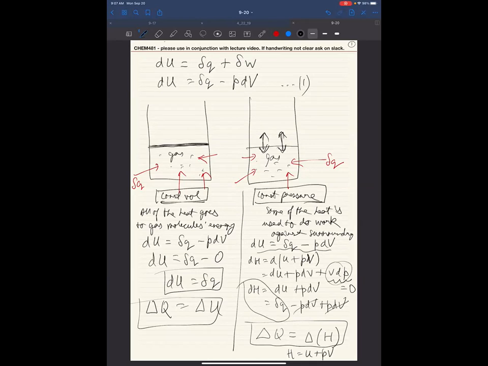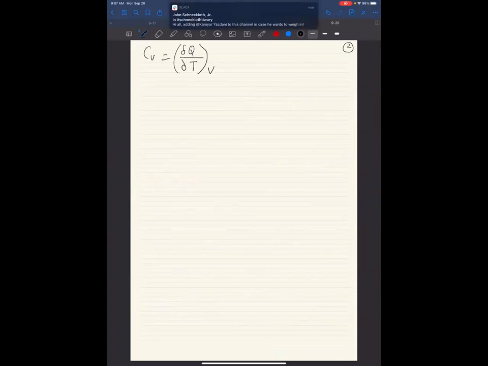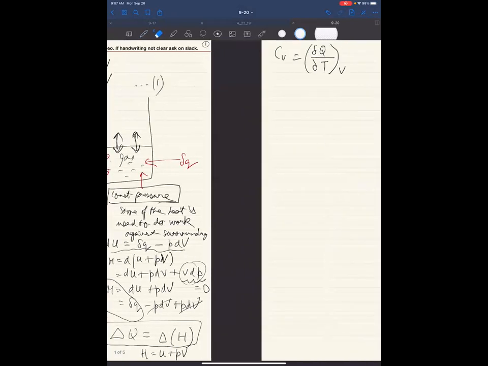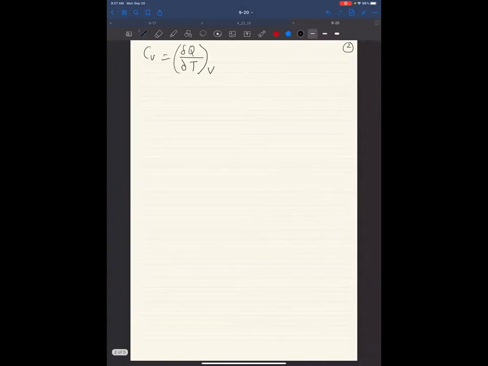From this, the heat capacities follow naturally, because heat capacity at constant volume is defined as the amount of heat you have to give to a system in order to cause the temperature to change by a small amount at constant volume. And we just showed that at constant volume, delta Q is equal to delta U, right? Therefore, this is equal to partial U by partial T at constant volume.